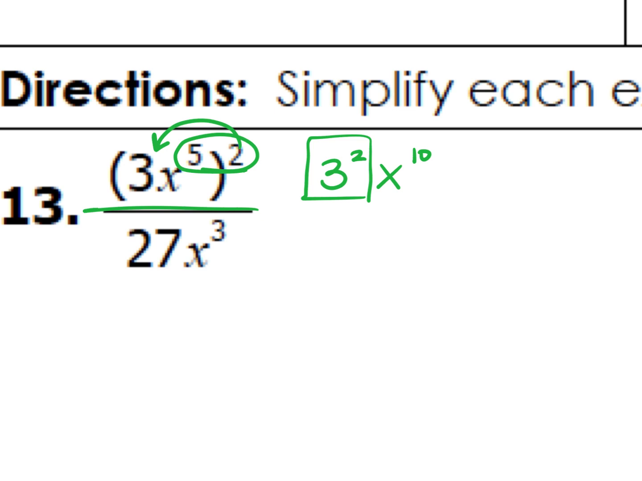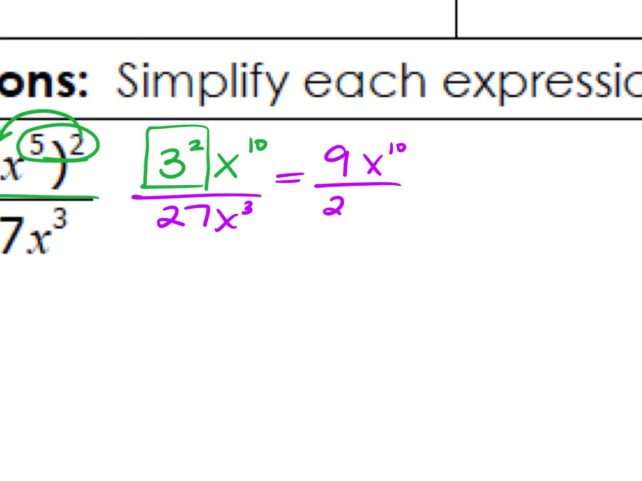A box. It's 9. Okay? If you can square it, square it. 3 to the second power is 9. So this becomes 9x to the 10th. And then we still had that 27x to the 3rd on the bottom. So keep that there, 27x to the 3rd. Are we done? No. No, not even close.